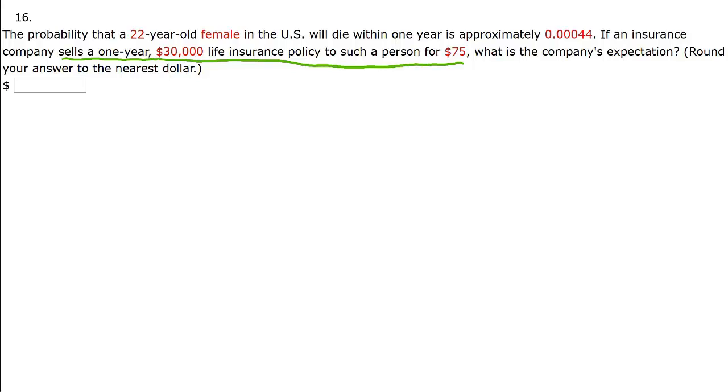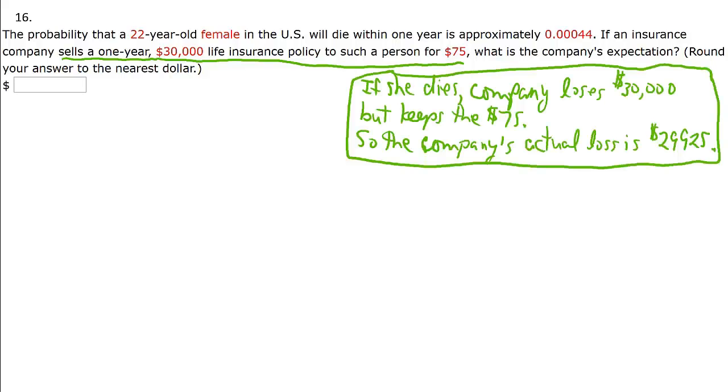So, reading this very closely, you're selling a 1-year policy, or the company is, for $30,000 coverage at a cost of $75 to the person buying it, who is a 22-year-old female. If this 22-year-old female dies, the company loses $30,000. It's paid to that female's estate or to whoever that female designated as beneficiary of that policy. But it still keeps the $75 that the person paid to buy the policy. So technically, the company doesn't quite lose $30,000.